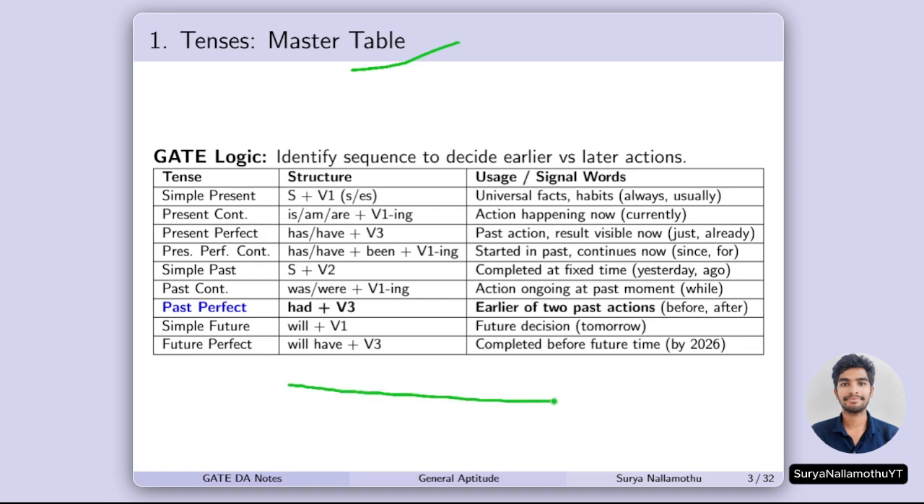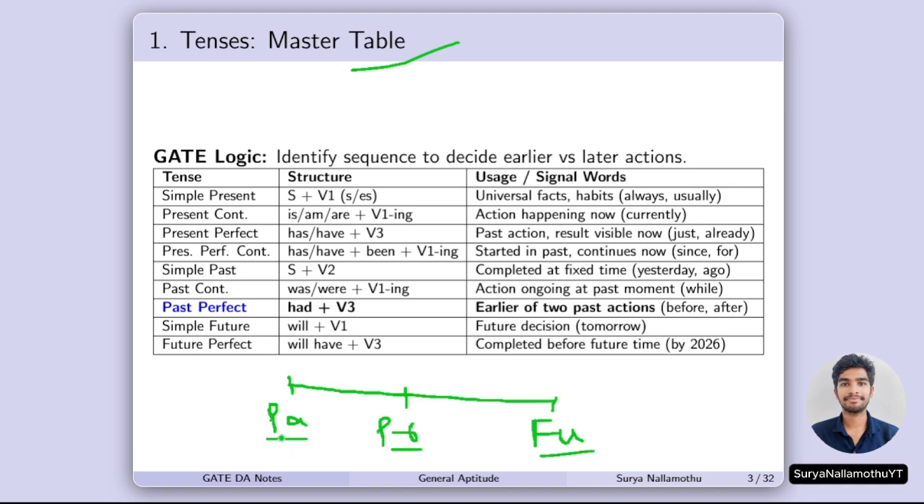Here we have the chart and we have three lines: 1, 2 and 3. Let us consider this as the past, this as the present, and this as the future. So in the past, present and future, this is the line of evaluation.